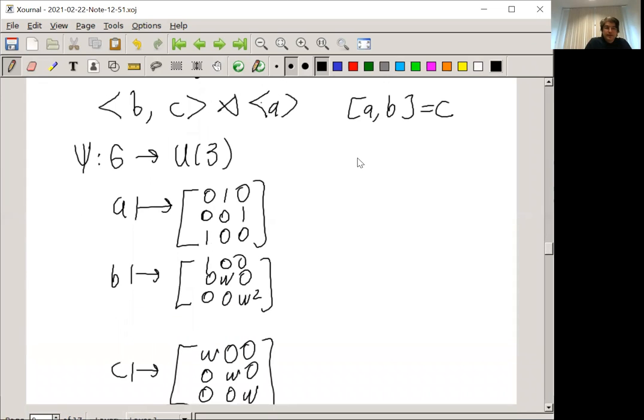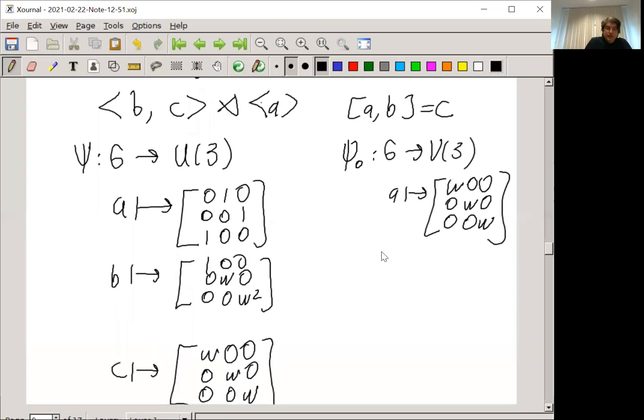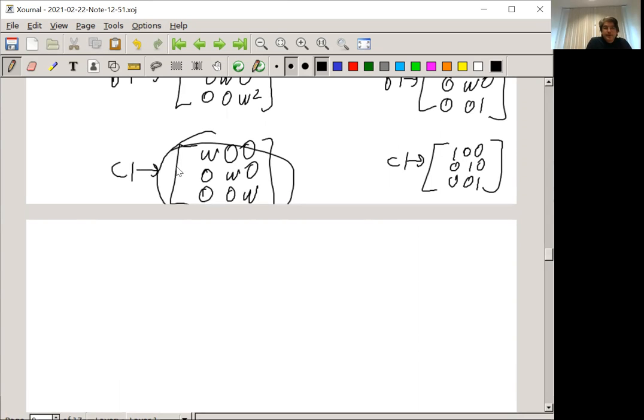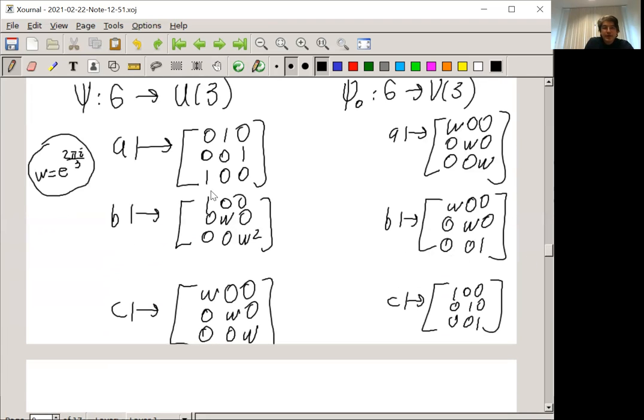And then we can send G to U3 again. So we can send A to (w,0,0; 0,w,0; 0,0,w). Here, w is, of course, the third root of unity. So in all these, w denotes the third root of unity. And then B to (w,0,0; 0,w,0; 0,0,1), and C to just the identity (1,0,0; 0,1,0; 0,0,1). Okay, so here the action of C is free, right? So we can choose (1,1,1) here, no problem. However, the action of B is not free; it has fixed points, and here again it has fixed points.